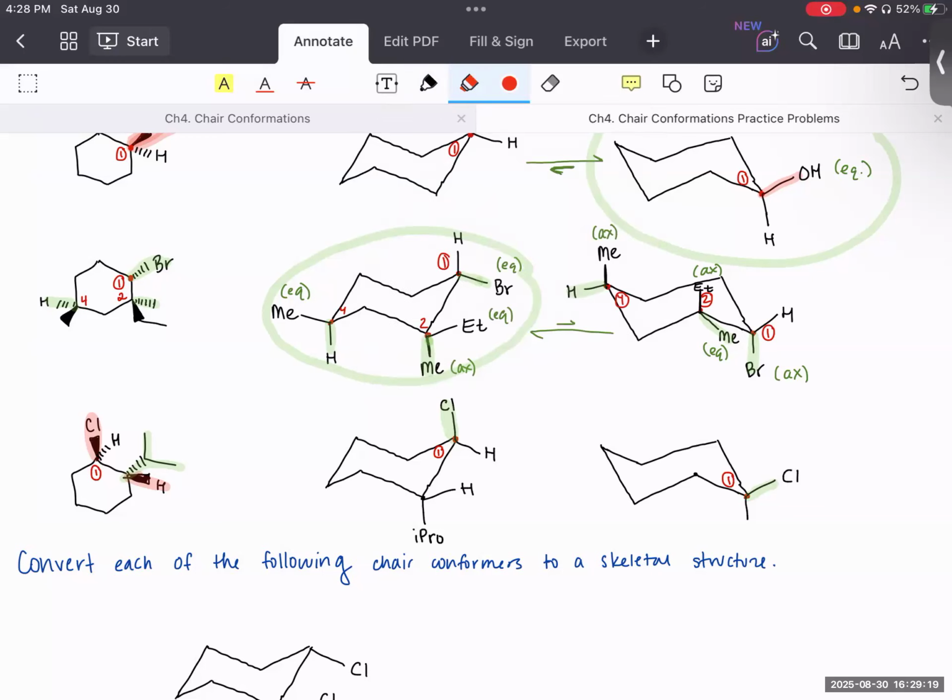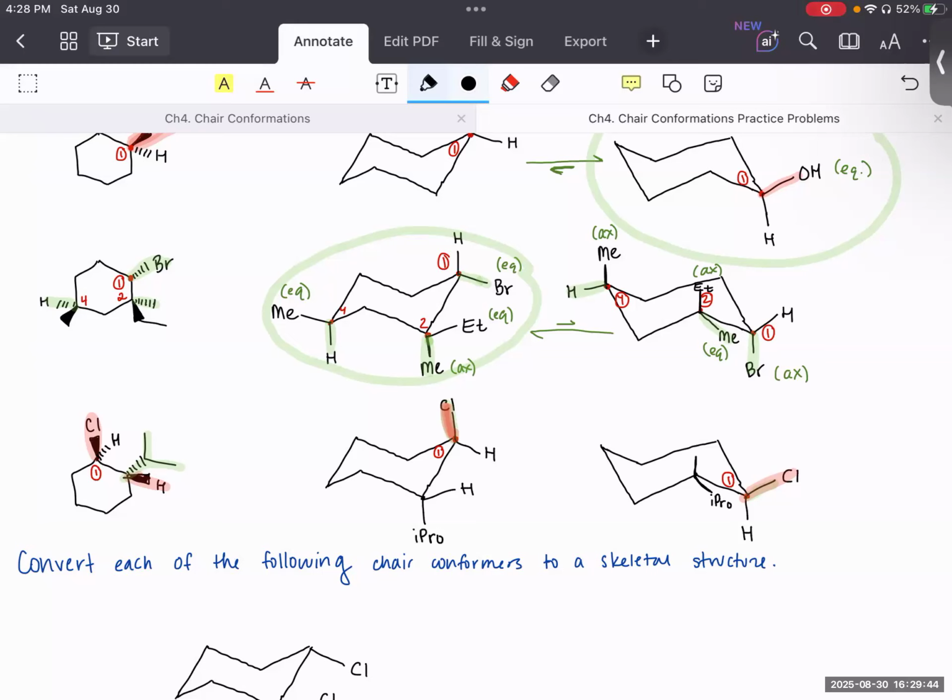Highlight those in red really quickly to correspond to the color that I have in the structure on the left. All right, next we can do the isopropyl group. So we can see that isopropyl group was initially in the axial position, and so now we want to move it to the equatorial position. And so our two possible bonds in the structure look like that.